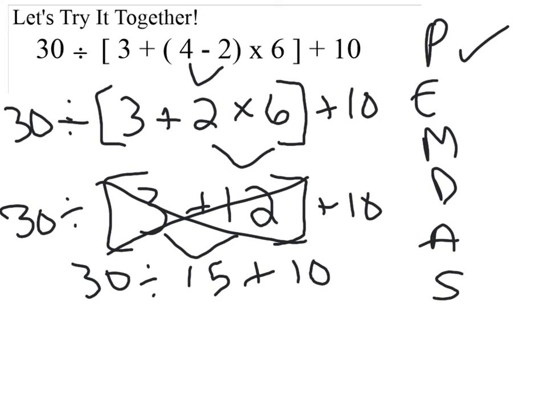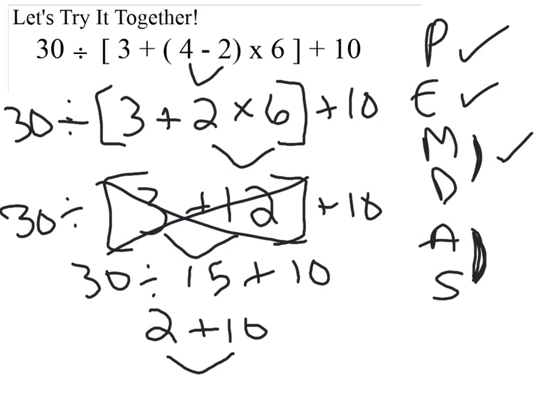All right, moving on. No exponents. Let's go to multiplication or division. If I look in my problem, I see 30 divided by 15. So that's the first problem I'm going to do. 30 divided by 15 is 2. And I'm going to rewrite the rest of the problem that I didn't use, which is plus 10. No more multiplication and division, so I'm going to look at last for addition and subtraction. I only have one problem left, 2 plus 10, which gives me a final answer of 12.